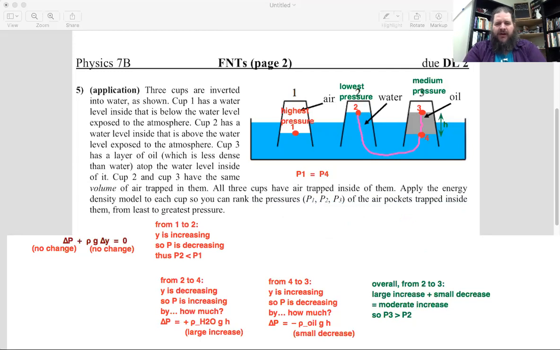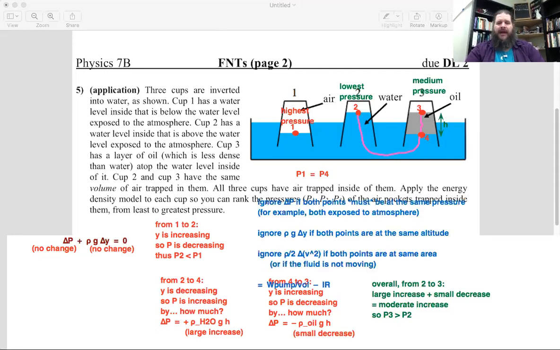Also, regardless of area, you can ignore this term if the fluid is not moving. Regardless of the shape of the pipe, if the fluid's not moving, this speed is 0 and this speed is also 0, so that's also no change in speed. So those are good things to watch for. If you know the fluid is not moving, or if both points you're comparing are the same cross-sectional area, you can ignore the kinetic energy density term.